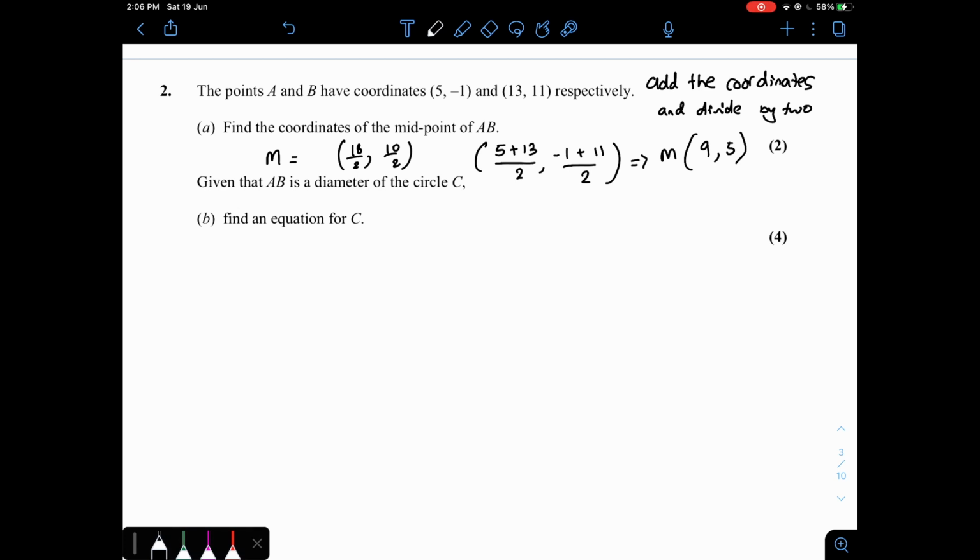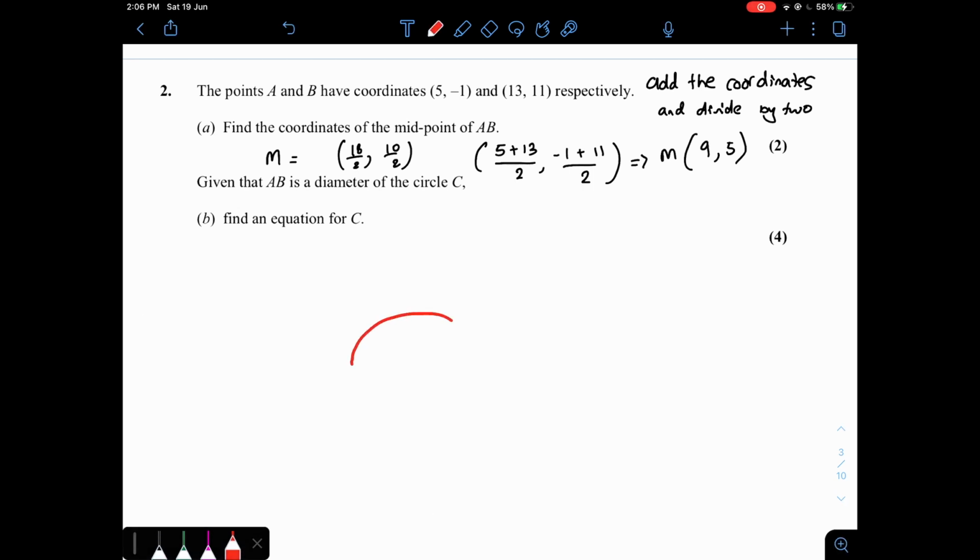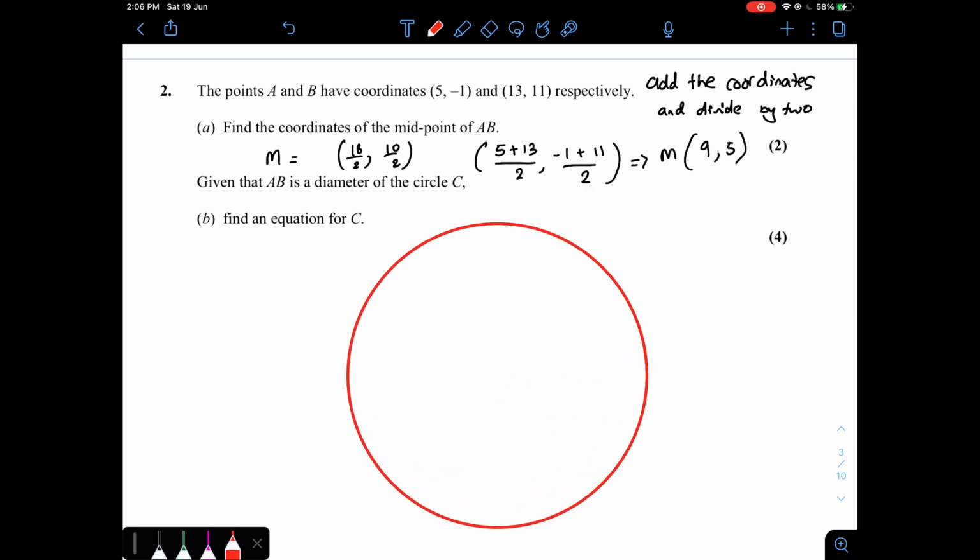Okay, so part B, given that AB is the diameter of the circle, find an equation for C. Okay, so we've been told that there is a circle. So let's see, this is the circle, right? And let's say this is our A, this is our B, and we know our midpoint is M, and its coordinate is 9 and 5, right? So what do we need to find? We need to find an equation for C. So C is a circle, right?